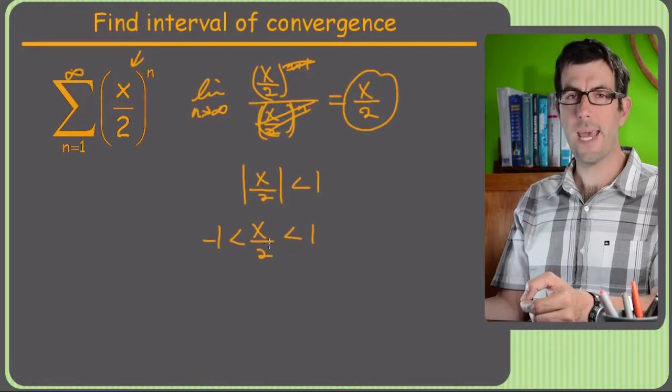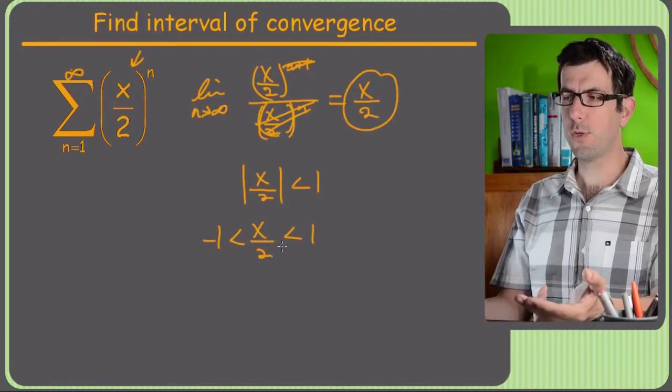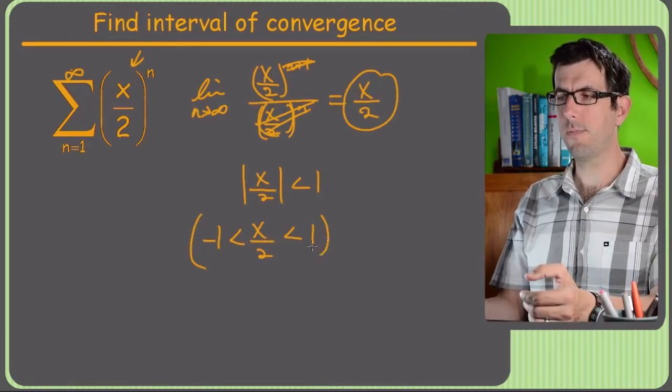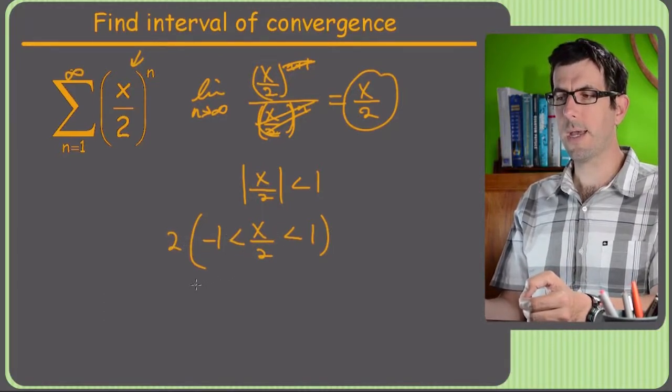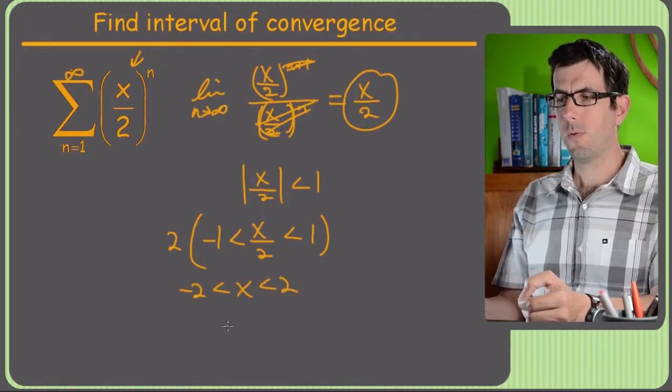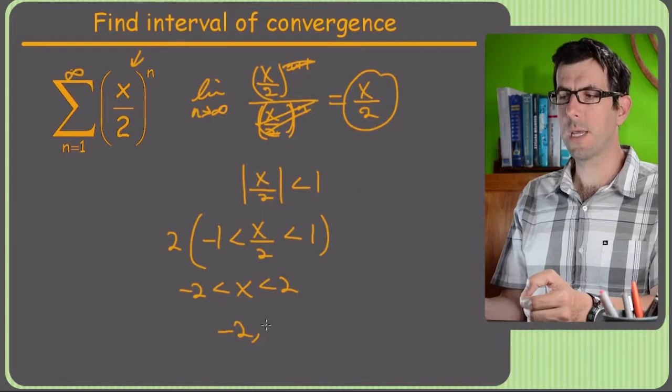And now we want to know what x over 2 goes between, right? So we'll multiply everything by 2. And that'll just get rid of the fraction and show us the limits of x. So we get -2 less than x less than 2, which in interval notation would be (-2, 2).